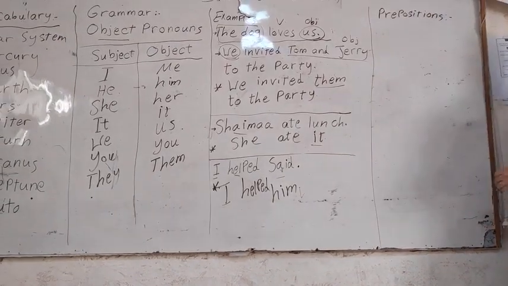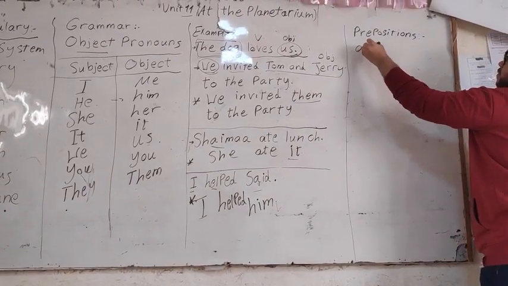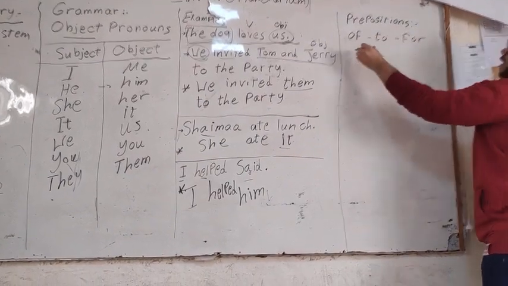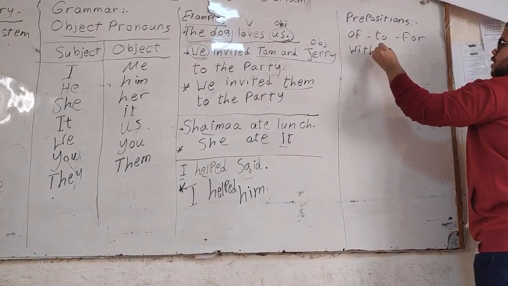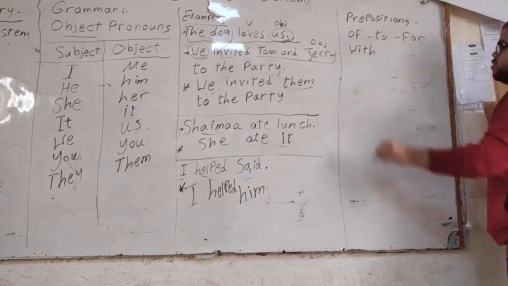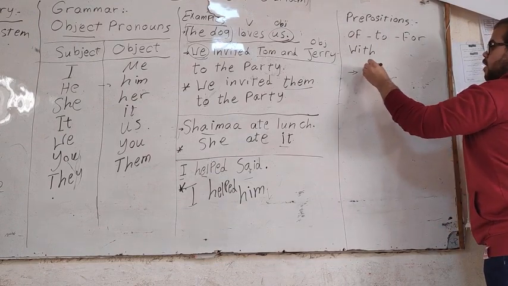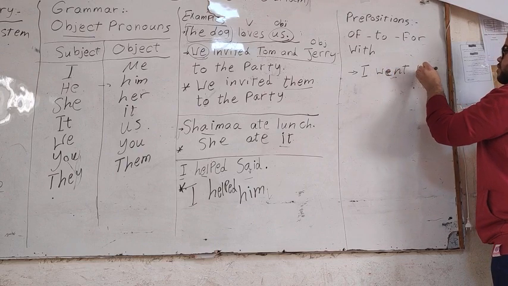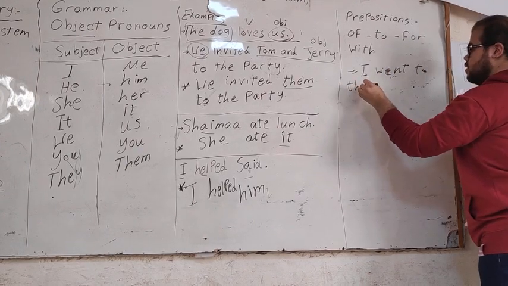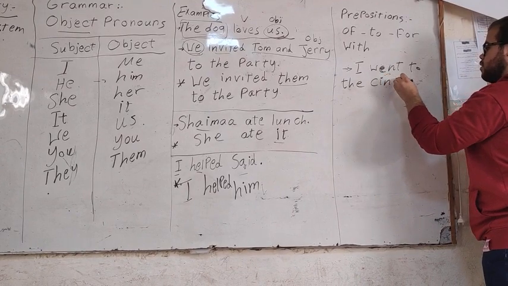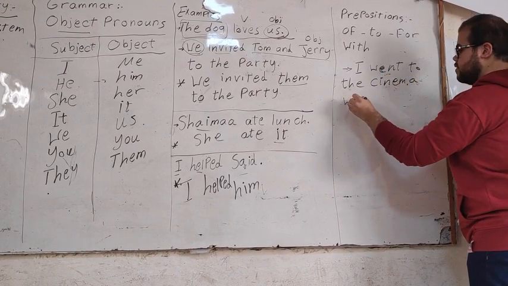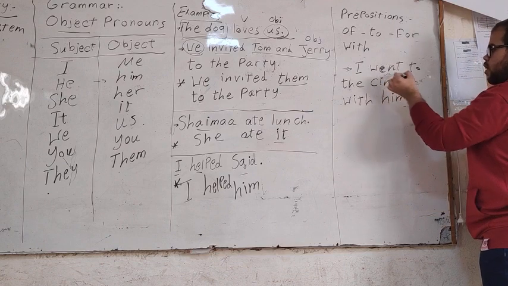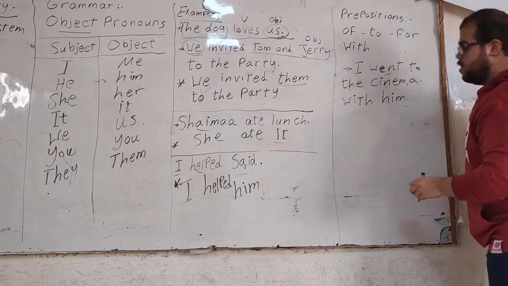We know some prepositions like of, to, for, and with, and so on. So let's take an example. I went to the cinema with him.